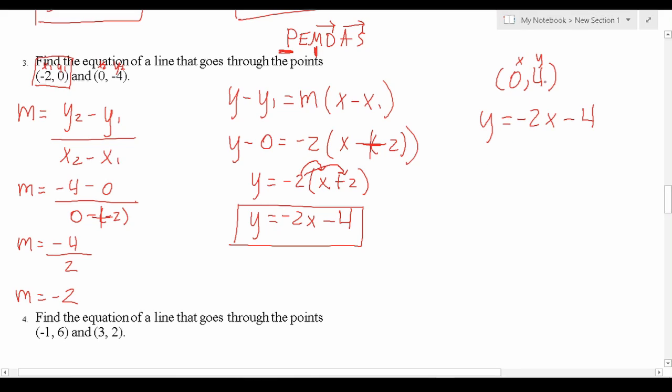And this is negative 4. Sorry about that. So we have negative 4 equals negative 2 times x, x is 0, plug it in, minus 4. We have negative 4 equals negative 2 times 0 is 0, minus 4. In other words, negative 4 equals negative 4. That is a true statement. Therefore, we're confident that the equation we came up with to represent this line is accurate.